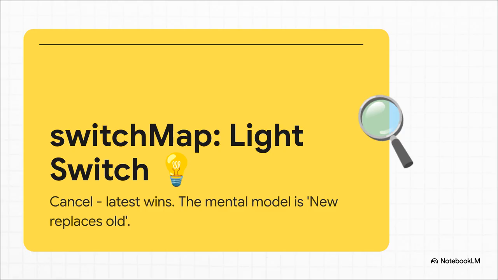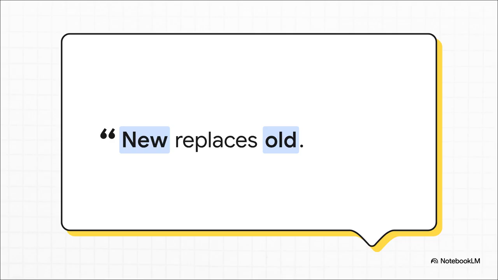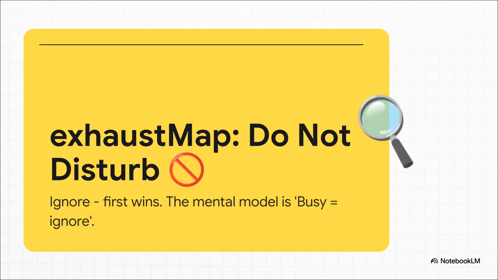Everything runs at once. Now what about switch map? This is our cancel behavior. And the analogy is perfect. It's like a light switch. When you flip the switch on, the off state is instantly canceled and gone. It can't be both. So as soon as a new value comes in, whatever was happening before is just dropped. Poof, gone. The key takeaway here is just 3 words. New replaces old. With switch map, only the latest thing matters. Everything else is history.